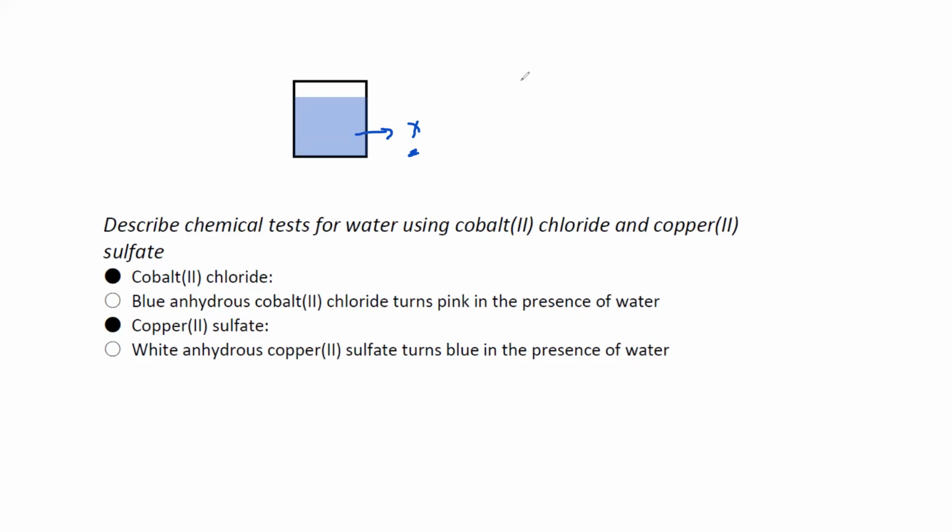So if we use cobalt chloride, or cobalt(II) chloride, which is anhydrous, that is originally blue in color. So anhydrous cobalt chloride, when there is no water present with it, is blue. But when we transfer this anhydrous cobalt chloride to a container, if there is water present, then it will show a color change and turn pink. So anhydrous cobalt chloride in the presence of water turns pink.